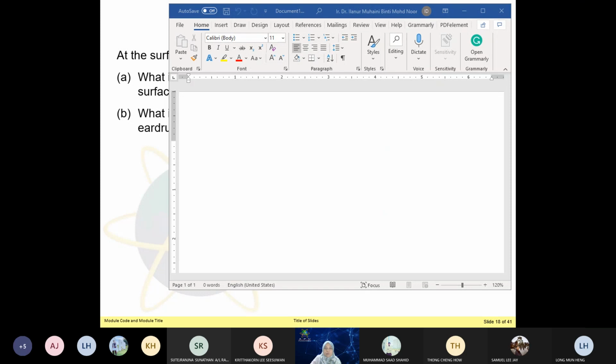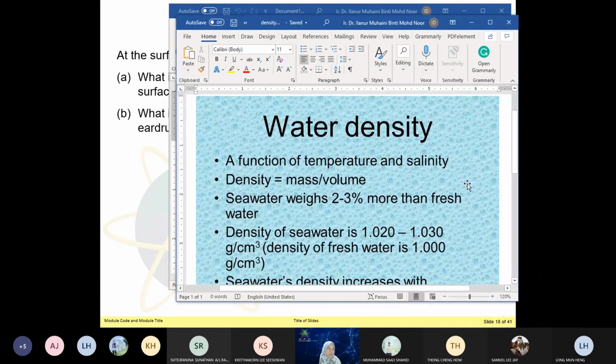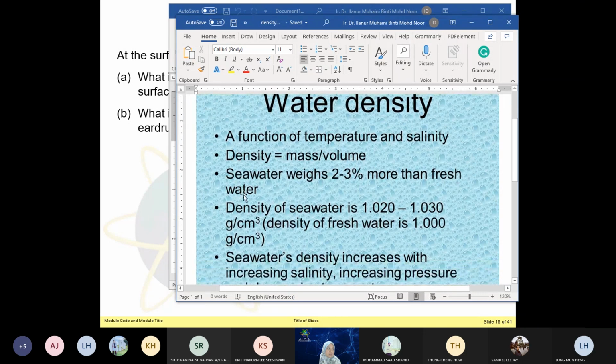Okay. So for example, water density. For example, the density of seawater is 1.020 to 1.030 gram per centimeter cube. Whereas the density of fresh water is 1.0 gram per centimeter cube.